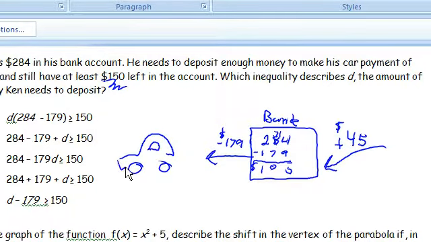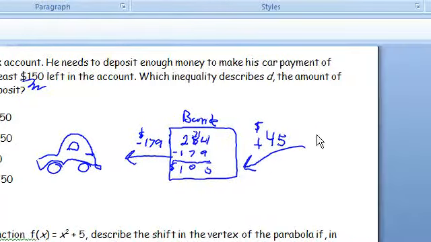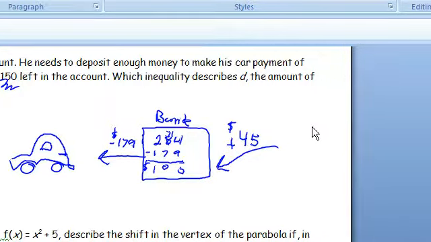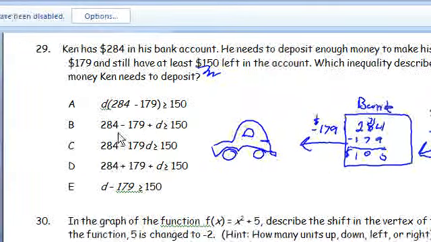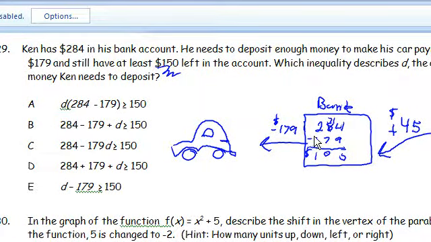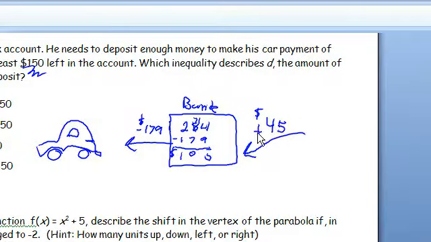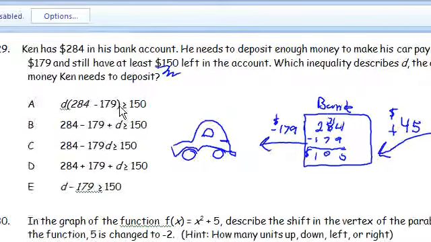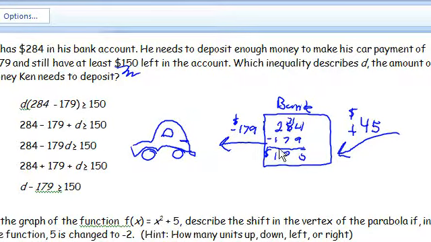Kenny's car. Nice car. And here is his job over here, giving him $45. So we need to find an expression where a cash outflow of $179 is represented, and then a cash inflow, a deposit of at least $45 to keep his balance at $150.